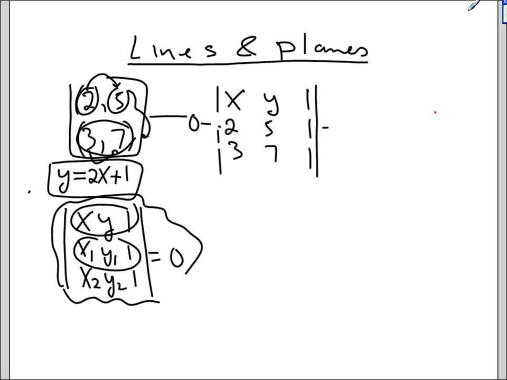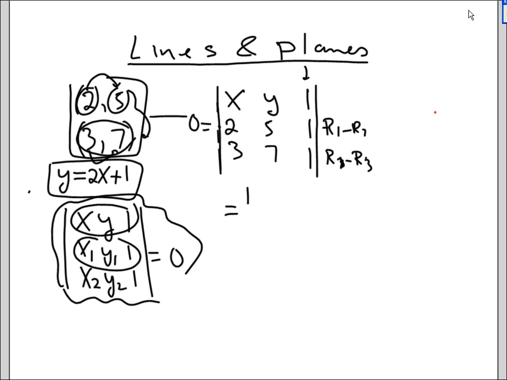Again, this is the equation. Just calculate this determinant and set it equal to 0. Now, to get a lot of zeros in the third column, I'm just going to do row 1 minus row 2 and row 3 minus row 1.